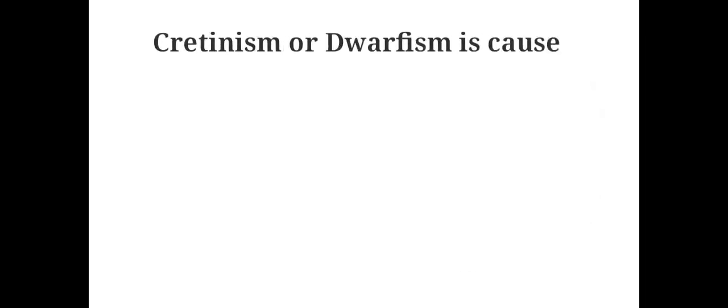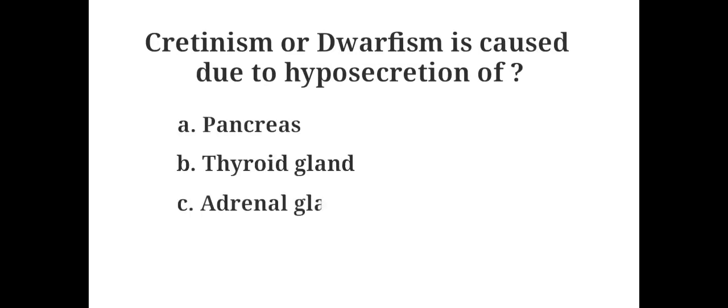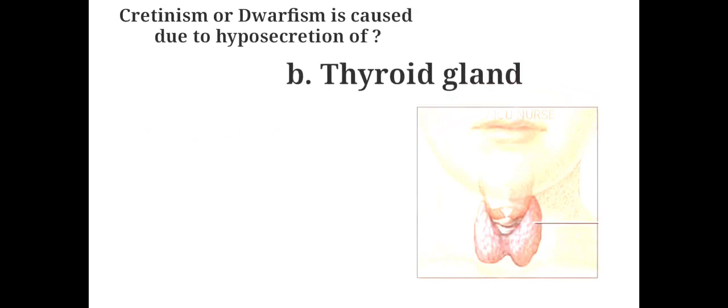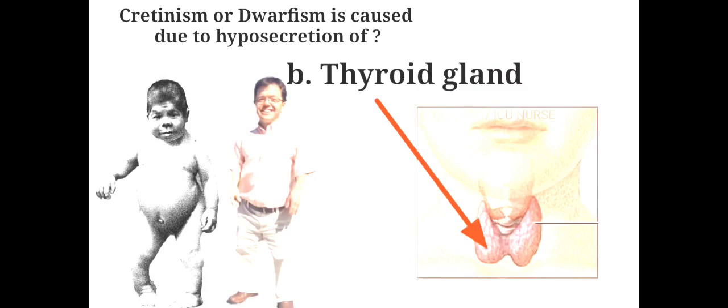Cretinism or dwarfism is caused due to hyposecretion of A. Pancreas, B. Thyroid gland, C. Adrenal gland, D. Thymus gland. And the answer is B. Thyroid gland. Cretinism or dwarfism is caused due to hyposecretion of thyroid gland.